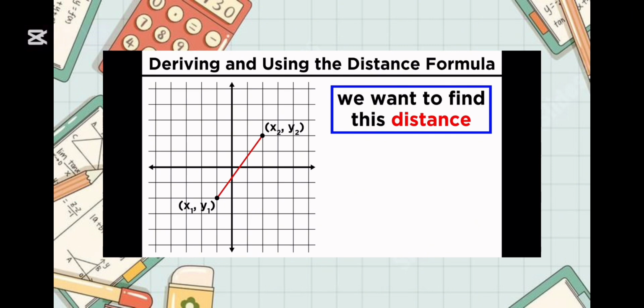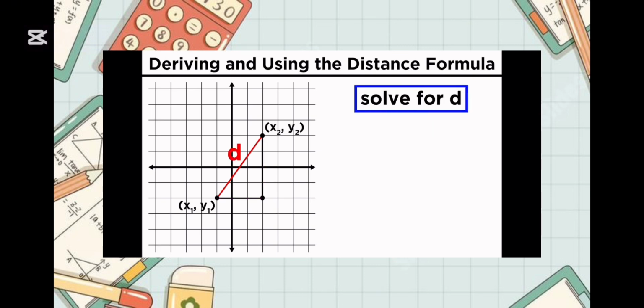The length of this line is what we are trying to figure out, and in order to get it, we can make a right triangle. This line will be the hypotenuse, and the legs will be the horizontal and vertical line segments we need to construct the triangle. Now let's label the hypotenuse as d, the distance we want to know.